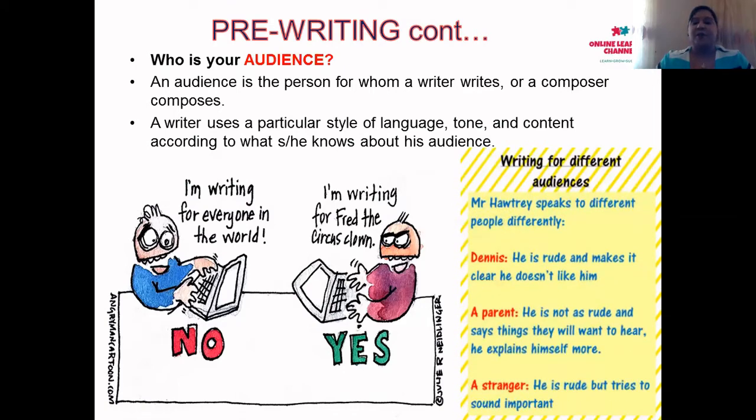So, for example, writing for different audiences. Mr. Autry, when he speaks to different people, he speaks differently or in a different tone. For example, when he speaks to Dennis, he is rude and makes it clear he doesn't like him. When he speaks to a parent, he is not just rude and says things they will want to hear. He also explains himself more. He's much more polite to parents. If he speaks to a stranger, he is rude, but he tries to sound important and conceited.